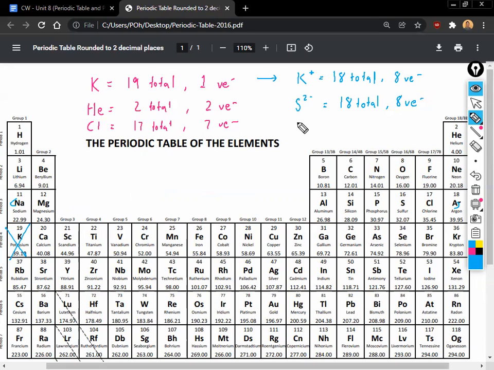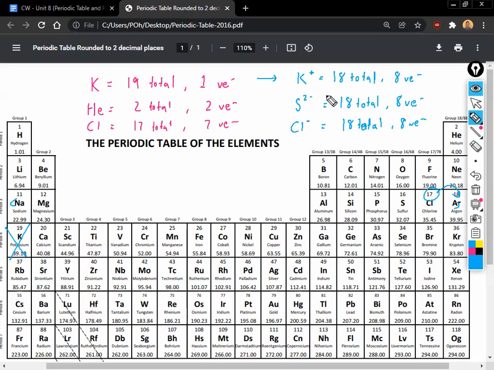Alrighty, and then last one, I think you guys probably got this one. Cl minus is going to end up with 18 total electrons, and 8 valence electrons. We just go from here, and then we gain to get to the next box. Okay. All right. Any questions about those problems?